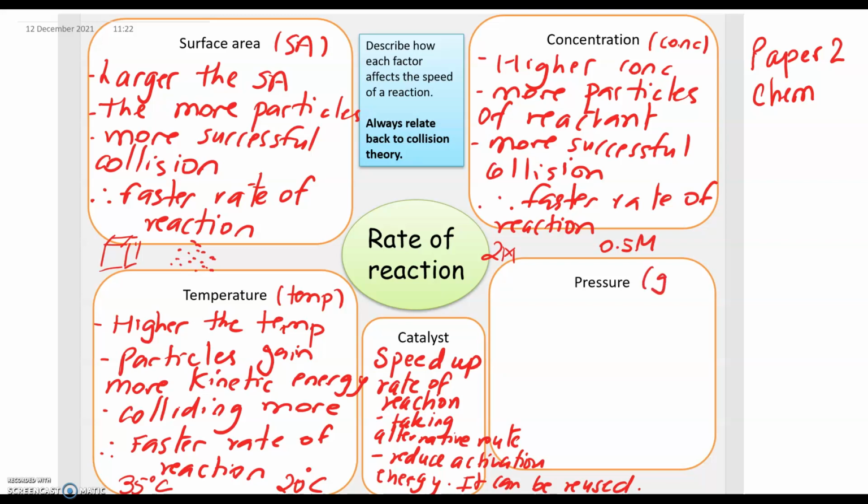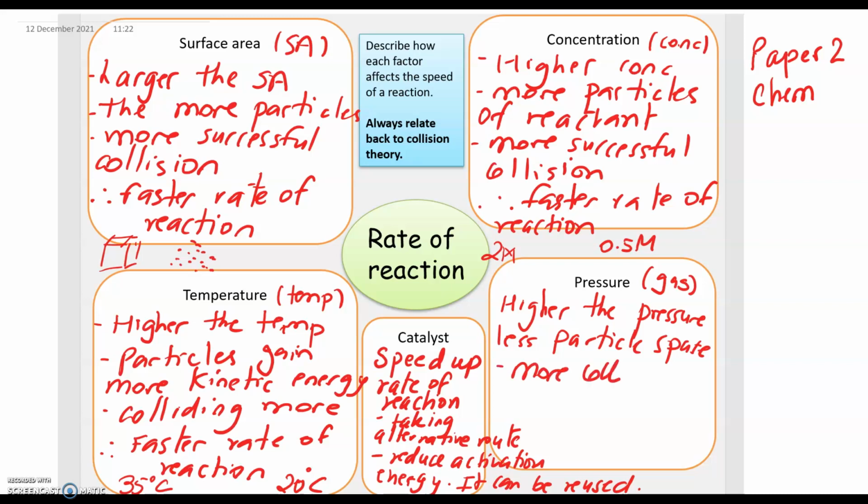Pressure only applies to gases. So the higher the pressure, less space for particles, therefore more collisions and faster rate of reaction. So what that means is if you're filling up a balloon and you have lots of air in the balloon, the particles have less space to move around, hence those particles in the balloon will have to collide with each other, causing the rate of reaction to be faster.